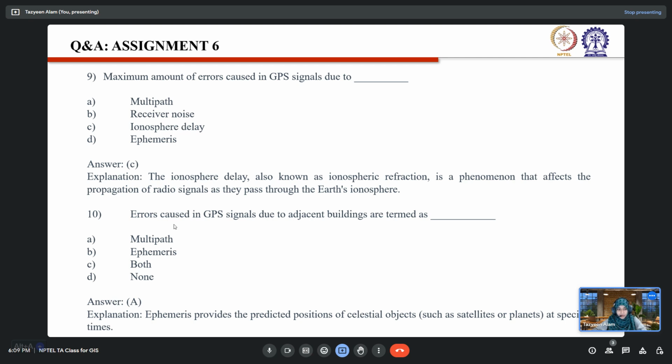Number 10, errors caused in GPS signals due to adjacent buildings are termed as multipath. So multipath is another error as I've already told you, but this is caused due to the adjacent buildings present on the surface of the earth rather than the ionosphere, where the refraction causes a phenomenon of distorting the radio signals that is more massive. So therefore, in this case, the answer is multipath. You have already understood ephemeris.